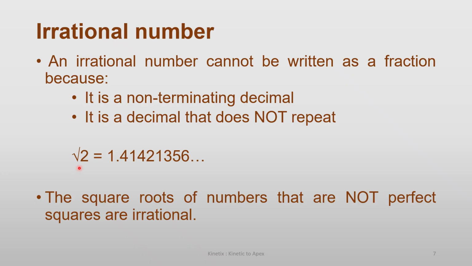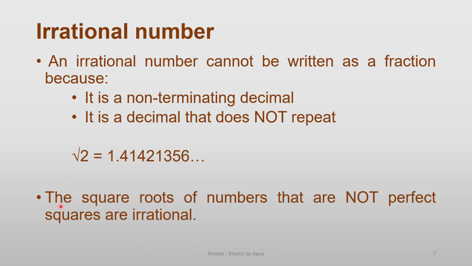Here you see root 2 is 1.4142136. This is not terminating. It continues like that, and the numbers are not repeating. Not repeating means it is not following a particular specific format, like 0.333, where the number 3 is repeating. Here likewise there is no specific number that is repeating.